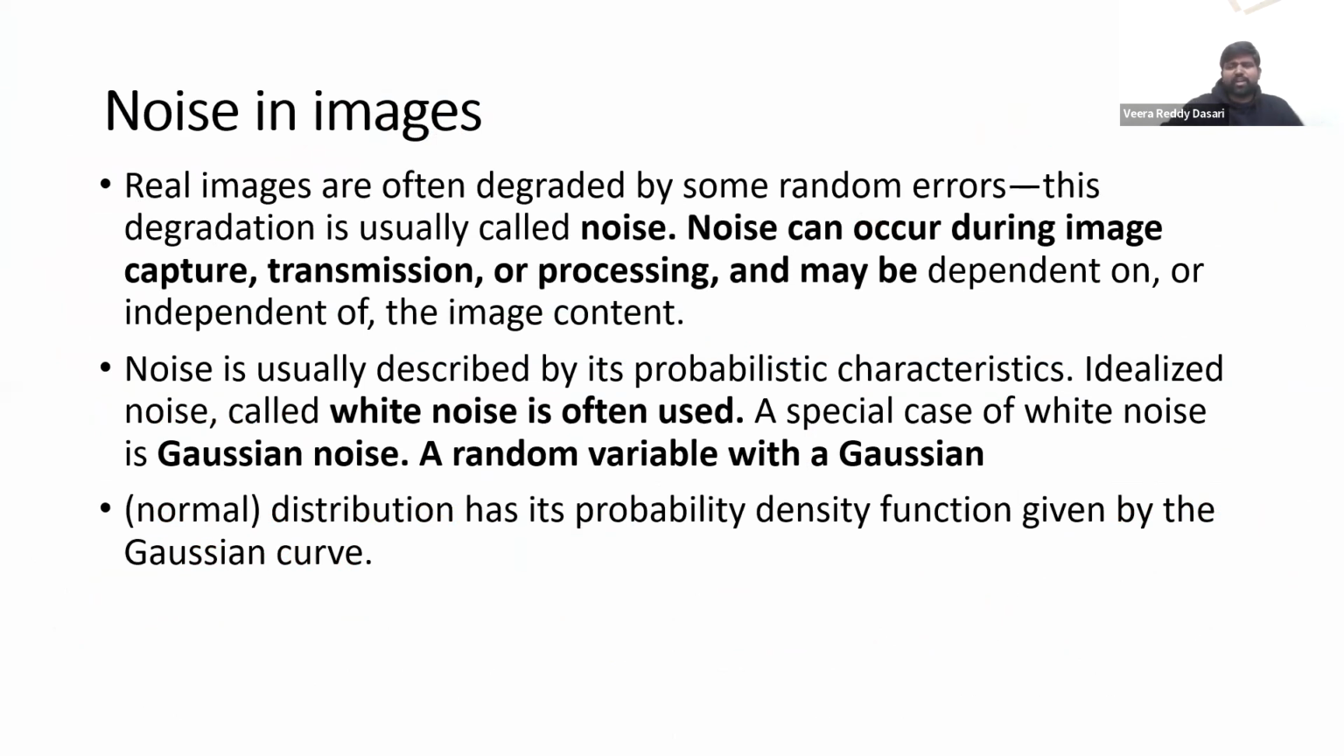Generally, when you take an image, some random errors may occur, so the real image may be degraded. This is referred to as noise. This noise may occur at any stage: when you are capturing the picture, when you are transmitting the picture, or when you are processing it. At any stage of the processing of the picture, you can have some noise in the images.